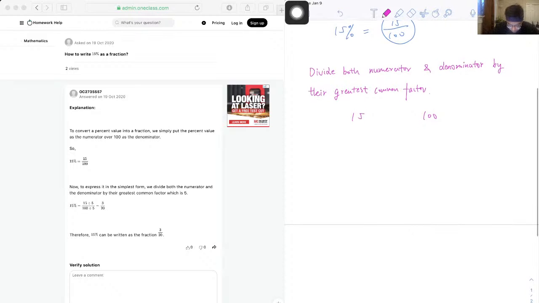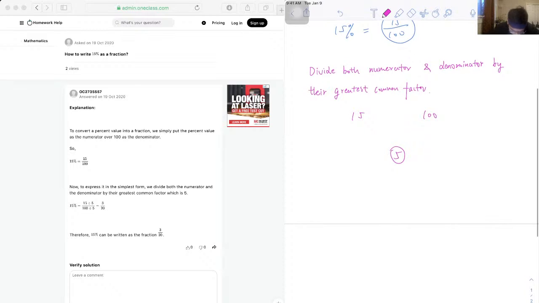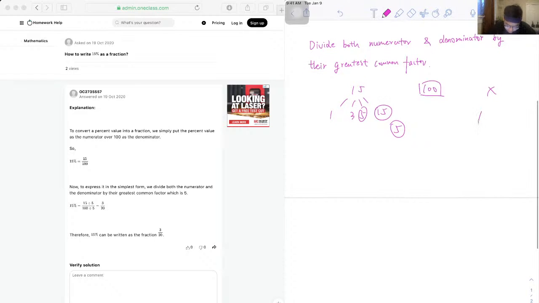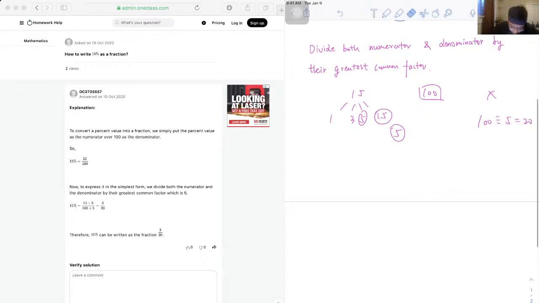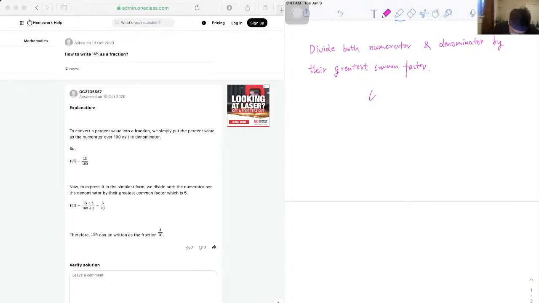Thinking about their greatest common factor, it should be 5. Let's write down the factors for 15. That's 1 times 15, and that's 3 times 5, and that's it, right? And we can check, can 15 divide 100? The answer is no. And can 5 divide 100? The answer is yes, because 100 divided by 5 is equal to 20. So we have the greatest common factor, GCF, which is 5.